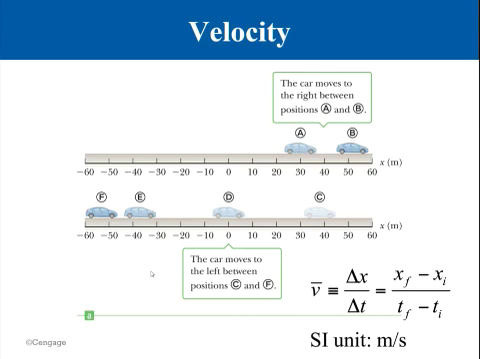To calculate the distance, you need the final position minus the initial position. To calculate the change in time, the elapsed time, you need the final time minus the initial time. And the SI unit for the speed or average speed is meter per second: meter for x and second for the time.